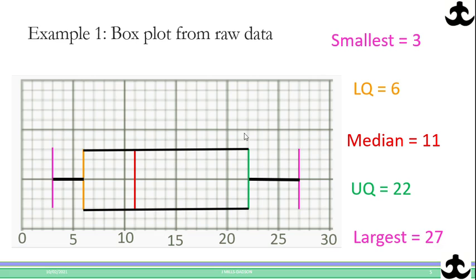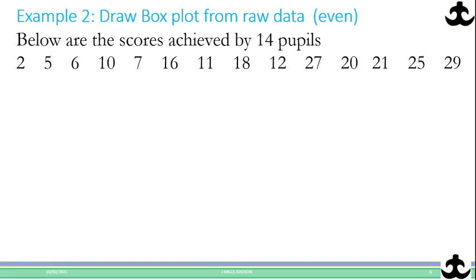If you want to work out the interquartile range, it's simply the upper quartile minus the lower quartile, which is 22 minus 6, and that gives you your interquartile range. The second example is where we have an even number of observations in the data.